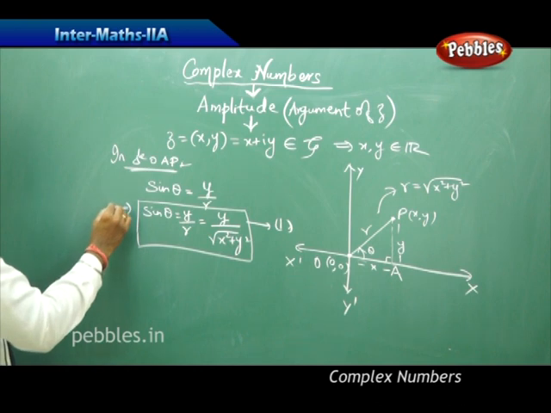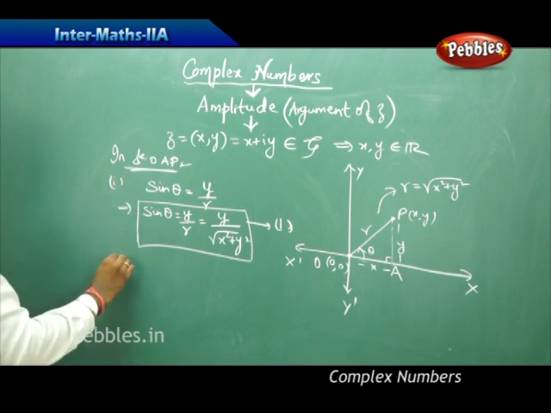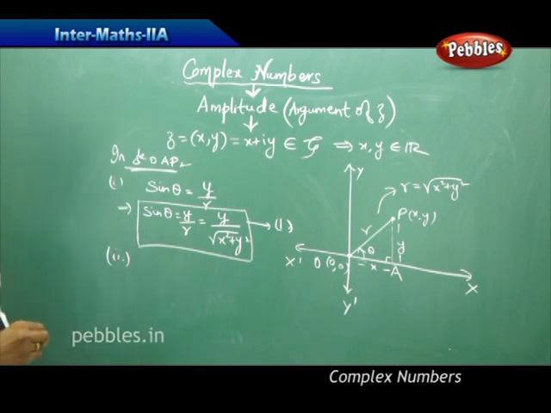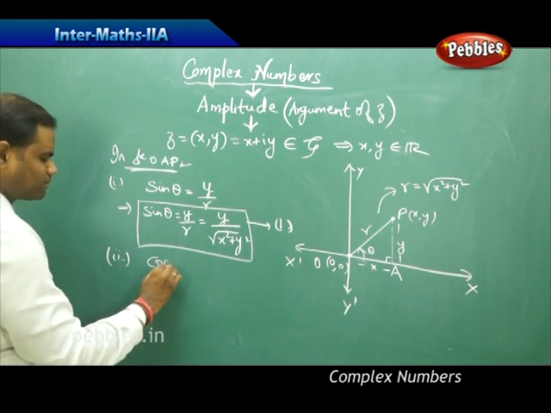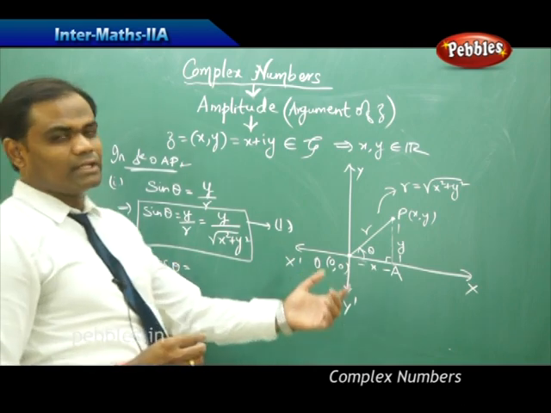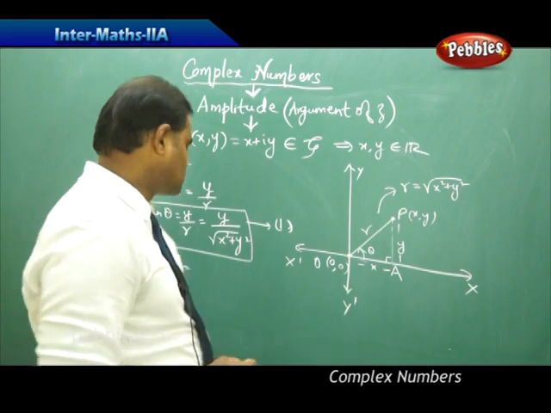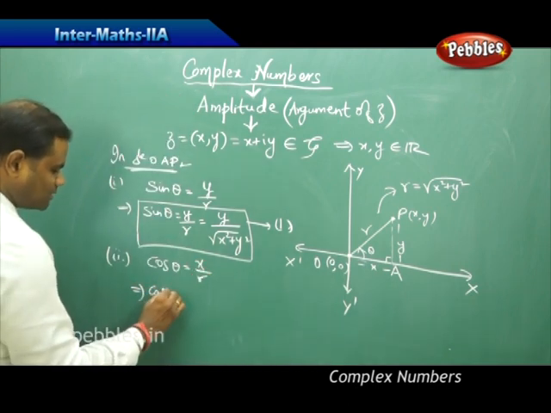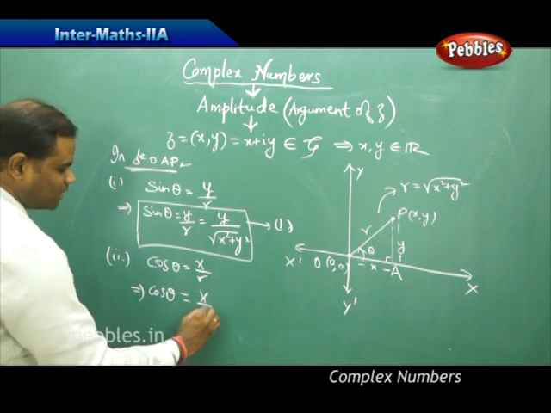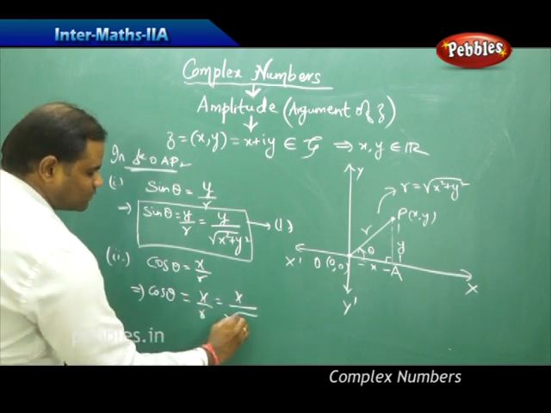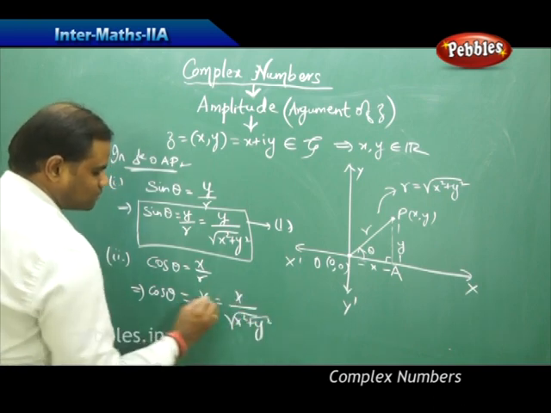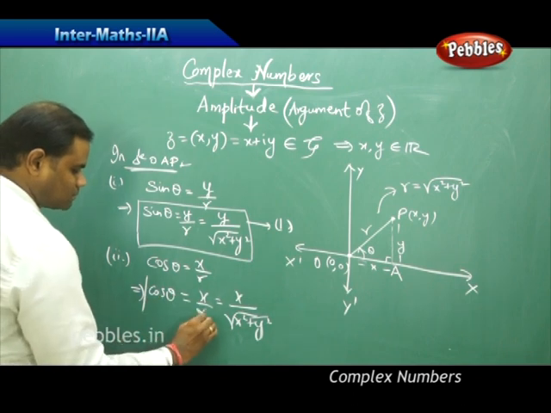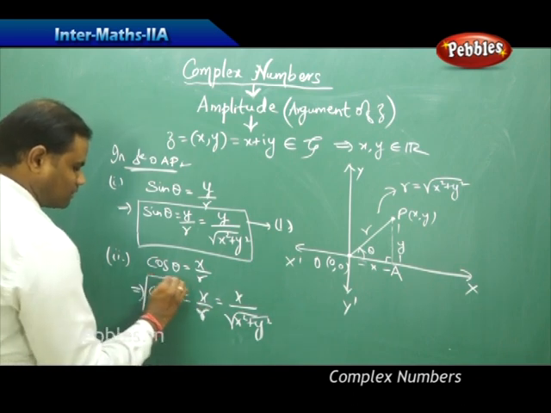Now similarly, let's see what happens with cos theta. Cos theta is clearly adjacent by hypotenuse, so this is x by r. That implies cos theta is x by r, which is x by root of x square plus y square.